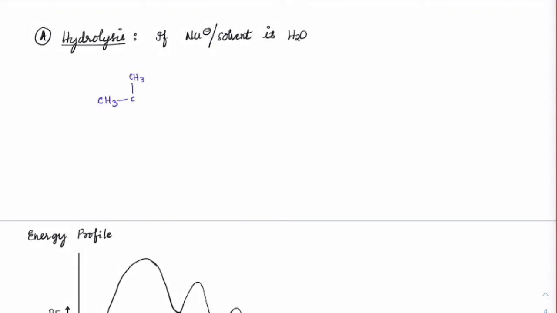So CH3, CH3, Cl, and if you have the tertiary alkyl halide, it will go for the SN1 reaction in the presence of H2O. So I can say that CH3, CH3, CH3, OH plus HCl. This is the overall reaction.